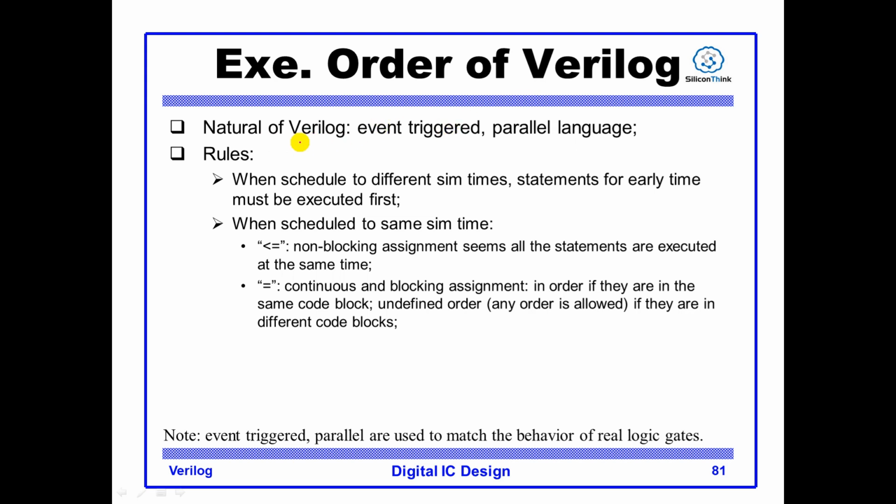And we say the nature of Verilog language is an event-triggered and parallel language that is used to match the behavior of real logic gates. But actually, Verilog language is a programming language. After it is compiled, it will be executed on the CPU core. So, what's the execution order from the view of software? In this section, I will explain the execution order from the view of software.